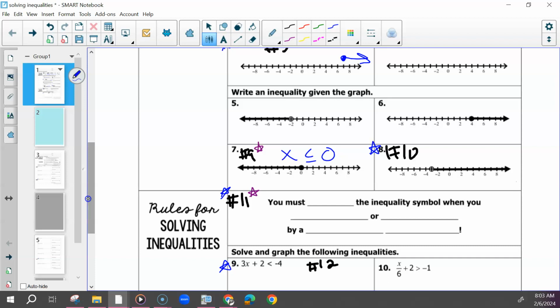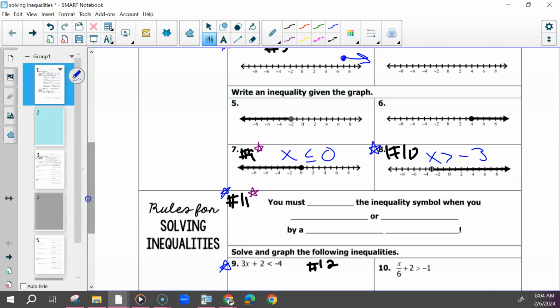What about number 8? It starts at -3. It's open, so it has to be either strictly less than or strictly greater than. -3 is less than x. So are these numbers greater than -3? It's greater than, yes. Questions on how we graph or write the inequalities so far?